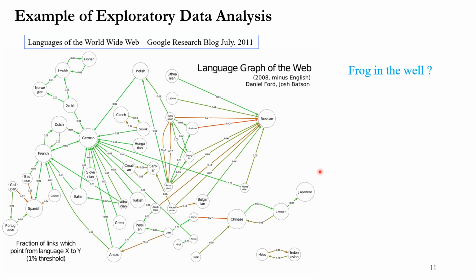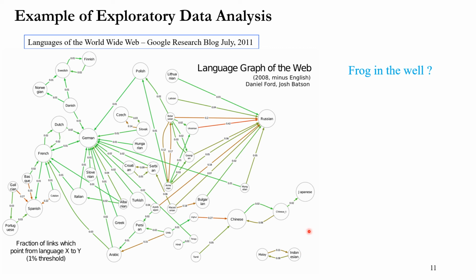The reason I put this slide here, even though this is not related to machine learning, is as you can see here, by the way, English is not mentioned here because English is so popular. Almost every web page refers to English web pages, so English is skipped here. If you look carefully, we don't see the Korean language here. We do have Chinese, Japanese, Malay, Indonesian, but we don't have Korean.